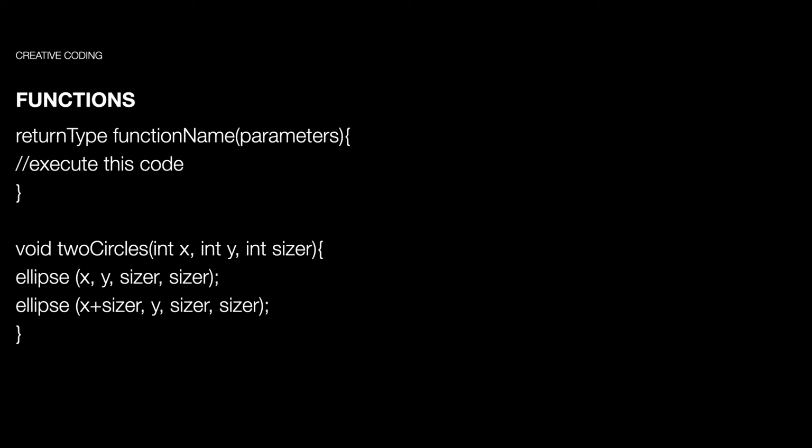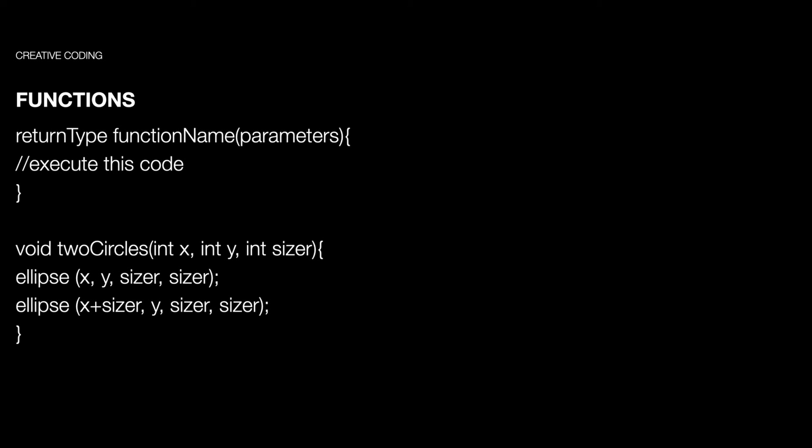Here we have, again, the return type. In this case, it's void. The function name is twoCircles, and this is going to take 3 values, the 3 parameters: x, y, and sizer, things that we've kind of been using before, and it's going to draw 2 circles here. You'll see the ellipse function that's being called, x, y, sizer, sizer, and then 1 circle that's shifted over, x plus sizer. And I should also say that we've been using functions already, pre-built functions such as ellipse. It kind of works in the same way.